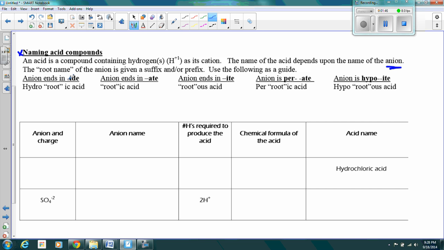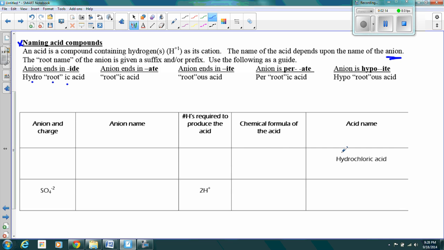If the anion ends in "ide," we say it's hydro-root-ic acid, hydrochloric acid, for instance. And if it ends in "ate," it's the root with the "ic." If the anion ends in "ite," then we have an "ous" ending. Per-ate, it's per-ic. And an anion with hypo-ite, it's hypo-root-ous. So let's put this into action and see what the heck I'm babbling about here.